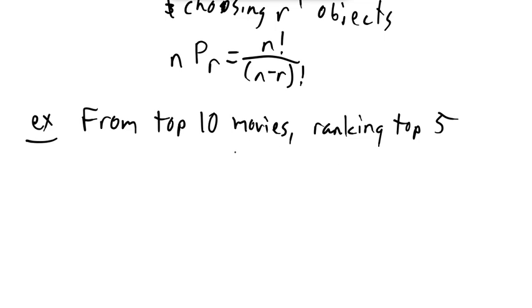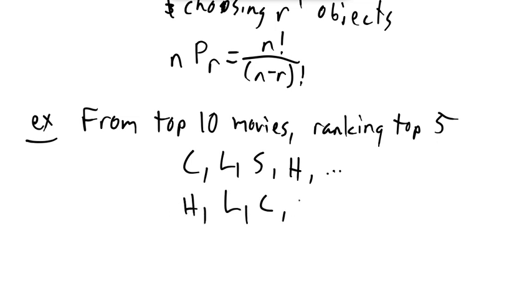And so does order matter on this? Well, yes, if you're choosing Citizen Kane first, then you're choosing Lord of the Rings, and then a Star Wars movie, then Harry Potter, and whatever. That's different than if you put Harry Potter first, then Lord of the Rings, then Citizen Kane, and so on. So this one matters, right? This first place matters. That's clearly the best movie. Then the second place matters. So order does matter. This makes it a permutation.